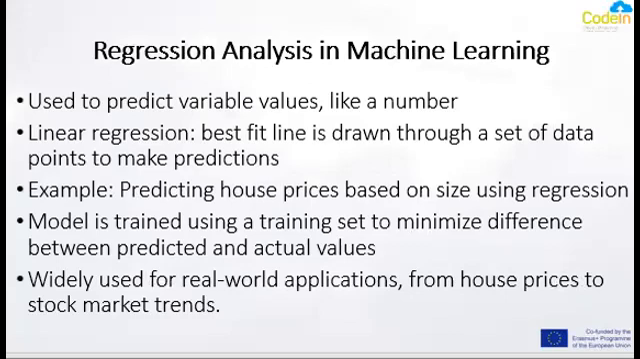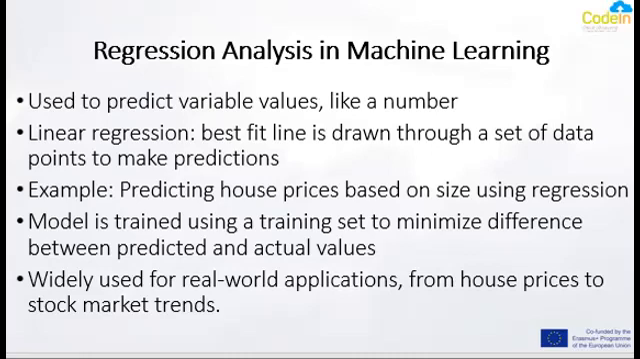Regression is a type of machine learning algorithm that is used to predict a continuous value, like a number. It's like trying to draw a straight line through a set of points on a graph. The goal is to find the line that best fits the data and can be used to make predictions.